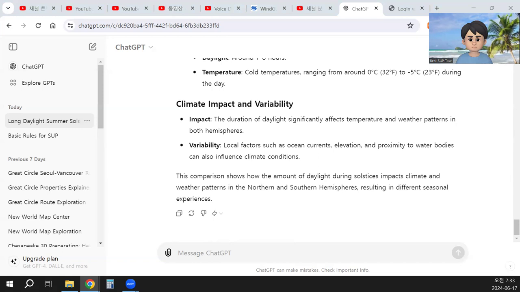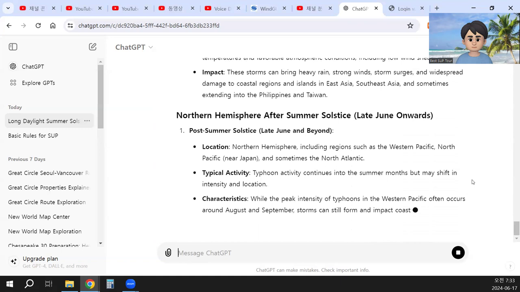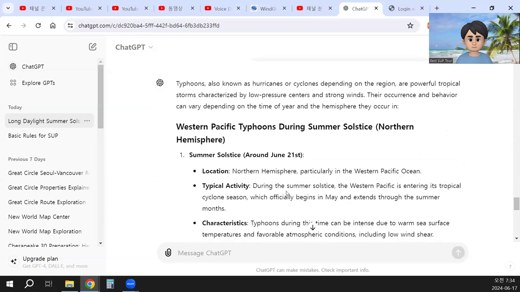Typhoons in the West Pacific Ocean occur around the summer solstice and in the Northern Hemisphere after the summer solstice. A typhoon, also known as a hurricane depending on the region, is a powerful tropical storm characterized by a low pressure center and strong winds. Their occurrence and behavior vary depending on the time of year and hemisphere. Western Pacific typhoons during the summer solstice, around June 21st, occur in the Northern Hemisphere.